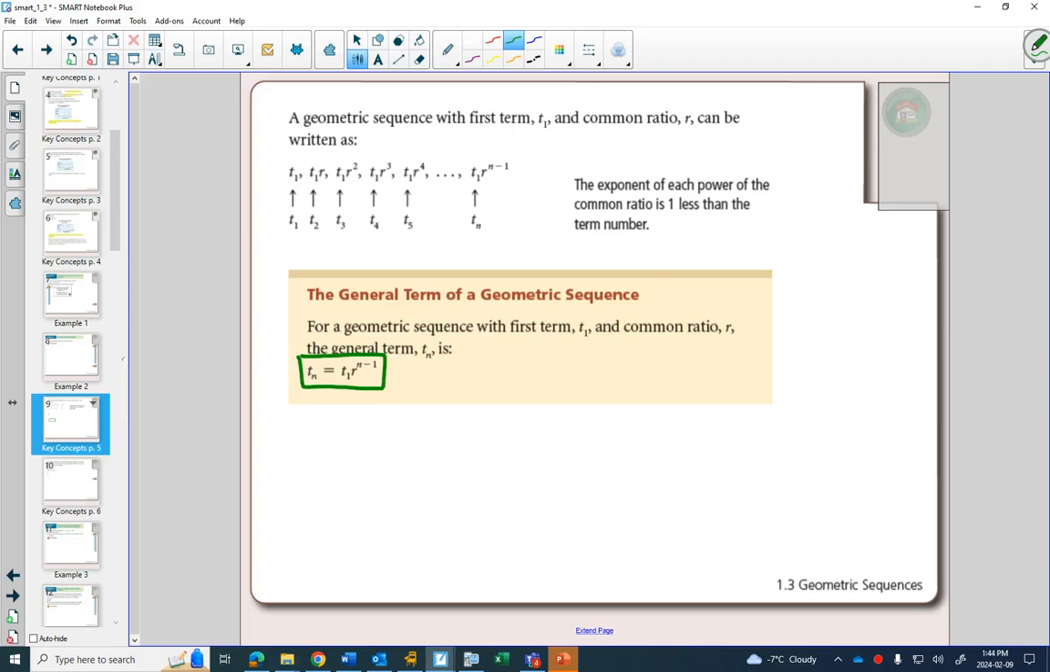Because you have your first one, then you multiply your second one times r once, then you're multiplying by r twice, then r 3 times. So whichever term you're finding, you would have to multiply by r by 1 less than whichever one you're finding. So that's why it has an r to the n minus 1. And we're going to use this formula lots when we do questions as well.